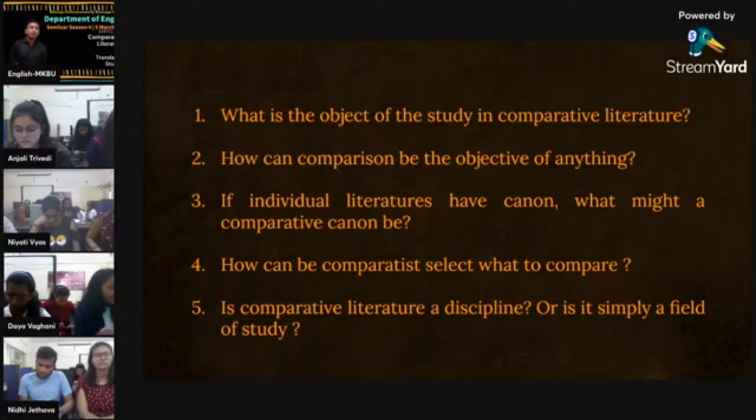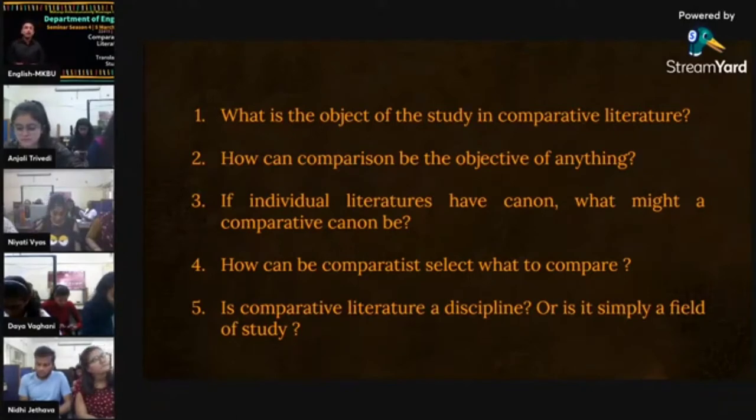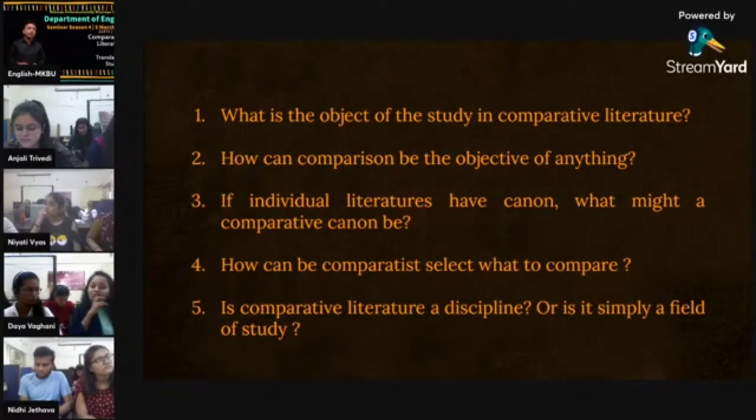Further, there was an interesting piece of news where Muslim girls were wearing a hijab, and as a counter argument, Hindu community members came wearing saffron shawls. So that was one interesting news item.